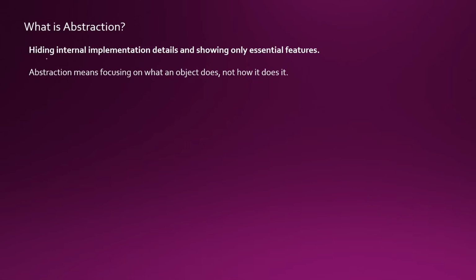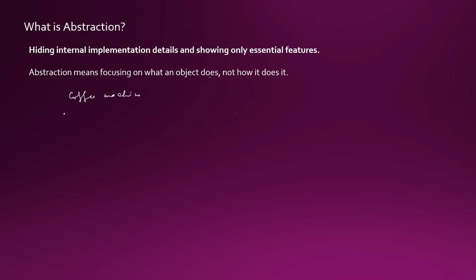Next is abstraction. Hiding internal implementation details and showing only essential features. Abstraction means focusing on what an object does, not how it does it. Now, for example, a coffee machine.